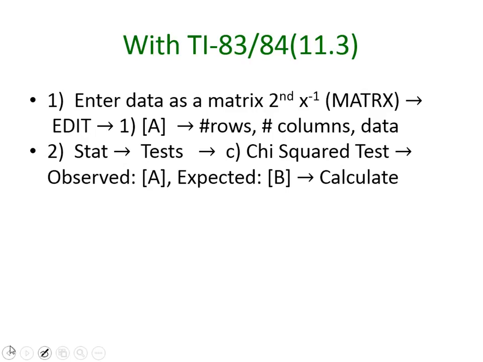If I wanted to see matrix B, we could go to second and matrix again, and we can just go over to edit and go down to number 2, and it gives me matrix B. These are my expected values, the exact same expected values we calculated by hand.